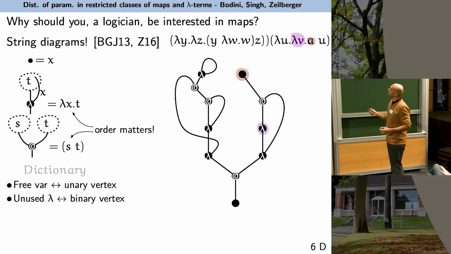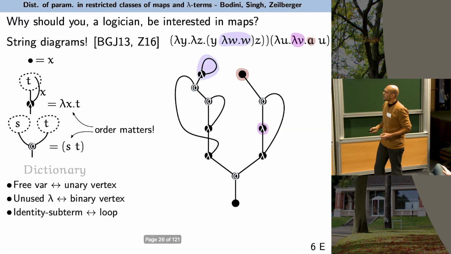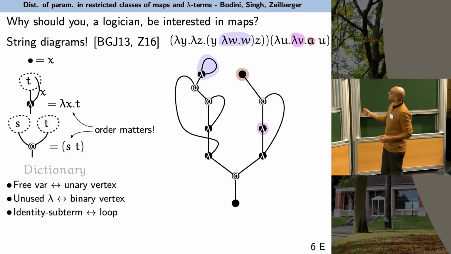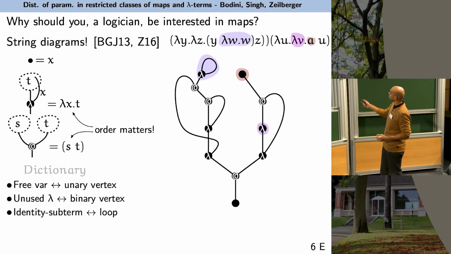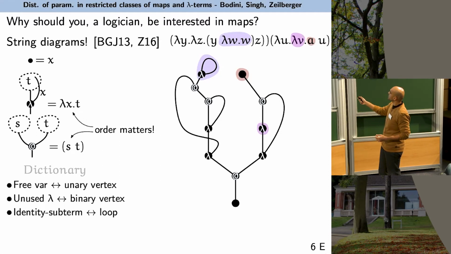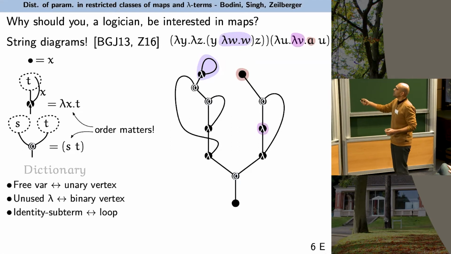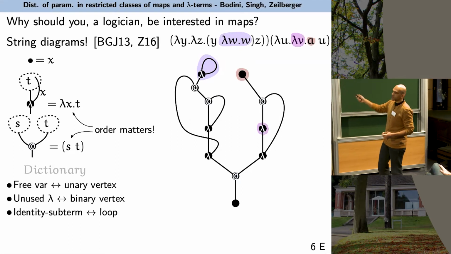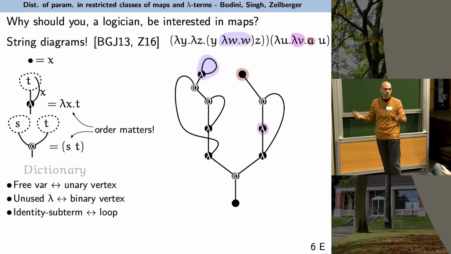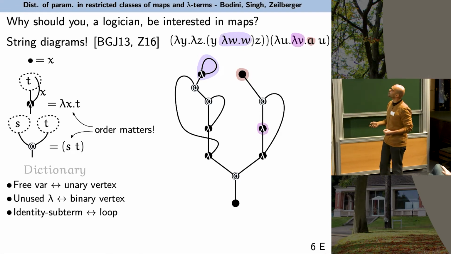And so the corresponding lambda doesn't have a wire coming in from the right. Identity subterms correspond to loops. So here we have a little loop on the map, and this corresponds to an identity subterm lambda-w. I call this an identity because essentially it's a function that takes an argument w and just returns it as it is. So it does nothing, it's the identity.